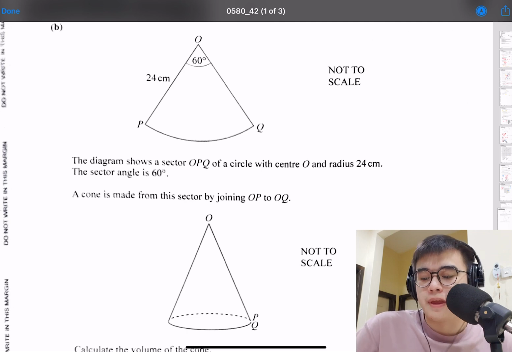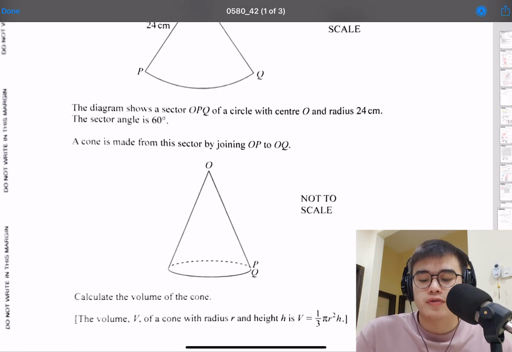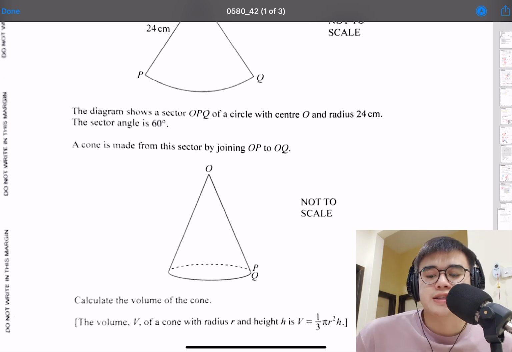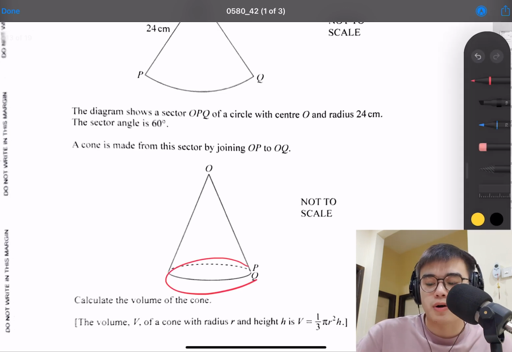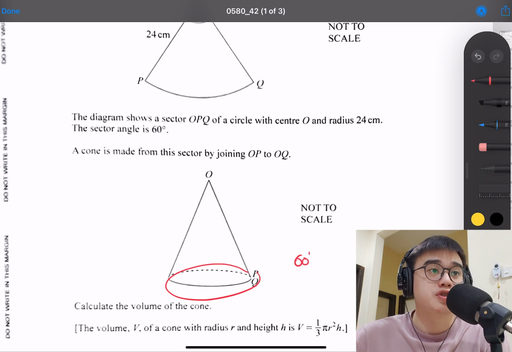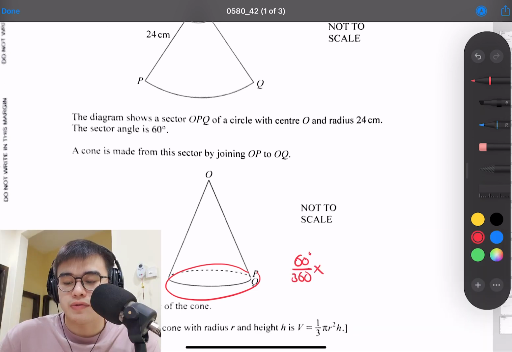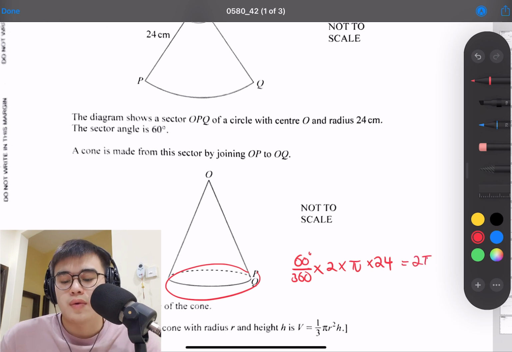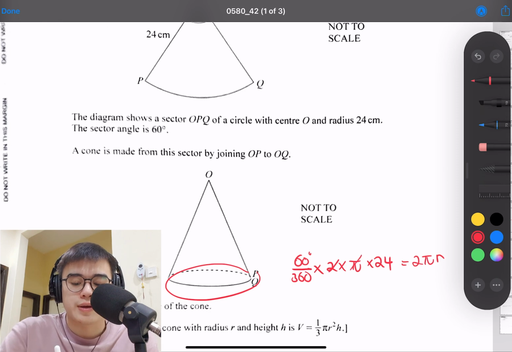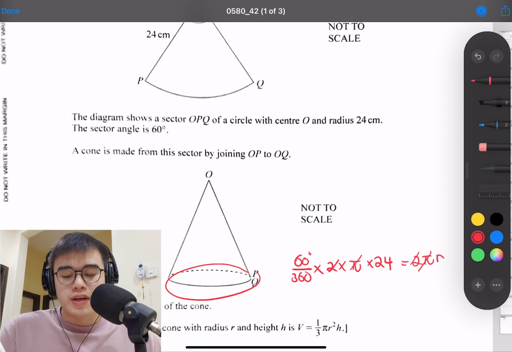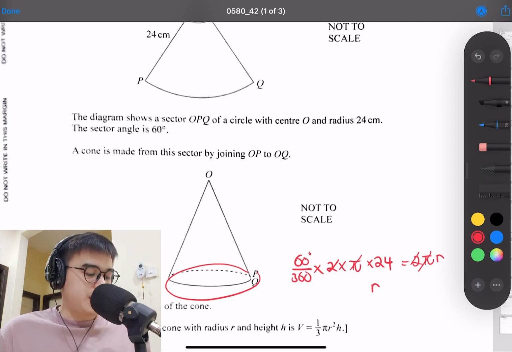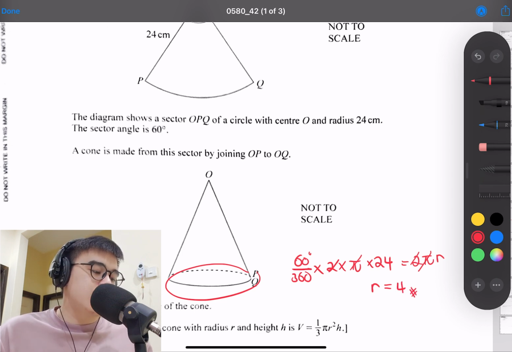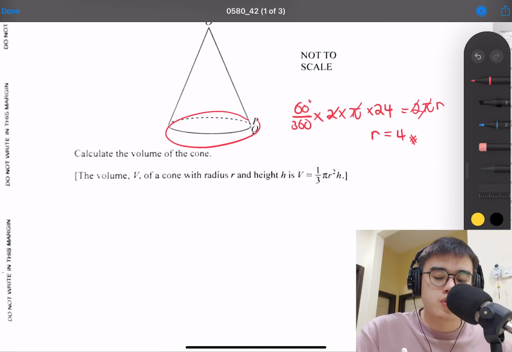So for question 8, part B. This time around, this sector is being joined to form the cone. So there's only one thing that they share, which is the PQ. The one at the bottom will now form a circle over here. This thing here is actually your original 2 pi r. So if you were to take the 60 degree over 360 times 2 times pi times 24, it will equal the new 2 pi r over there. So with this, you can actually get rid of the 2 pi, and by taking 60 times 24 divided by 360, you will get your radius of the base of the cone over there as 4.